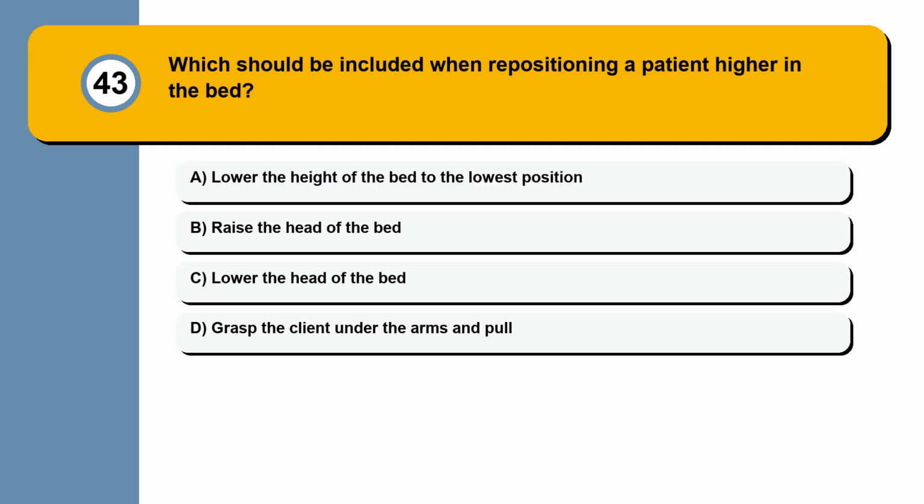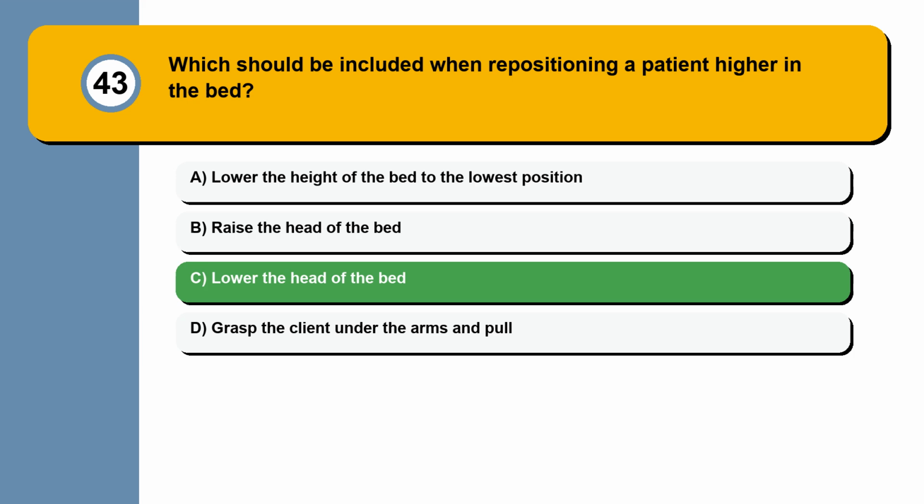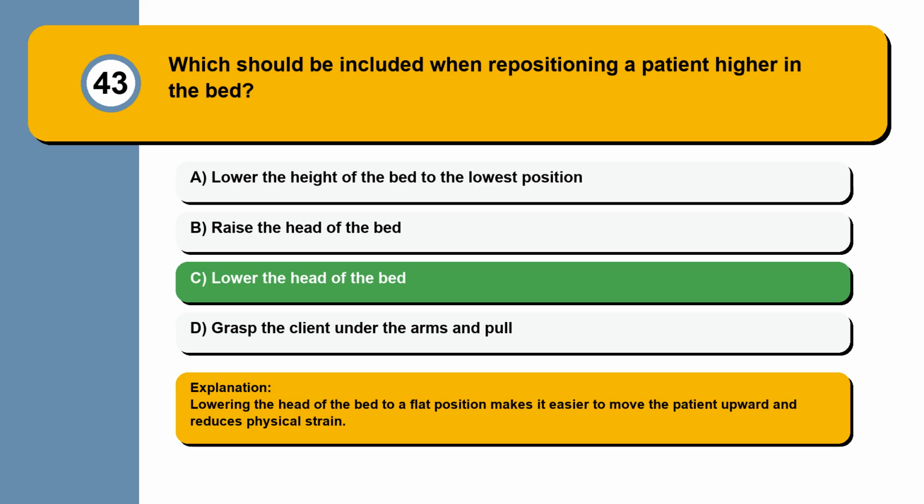Question 43. Which should be included when repositioning a patient higher in the bed? Lower the height of the bed to the lowest position. Raise the head of the bed. Lower the head of the bed. Grasp the client under the arms and pull. Lowering the head of the bed to a flat position makes it easier to move the patient upward and reduces physical strain.